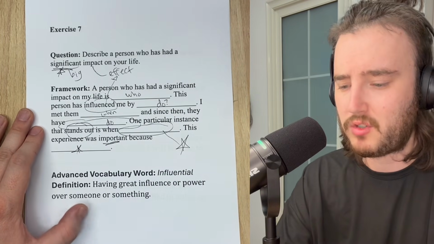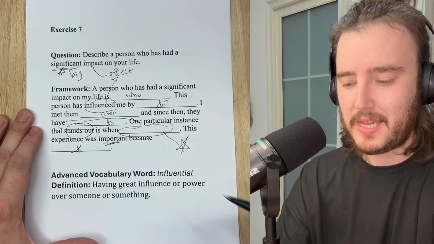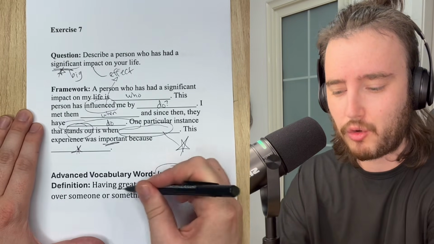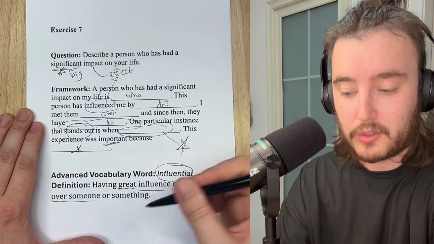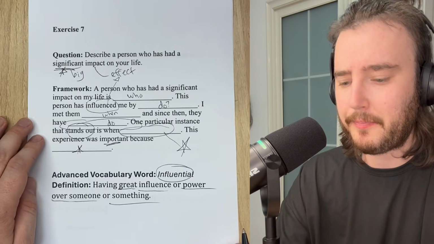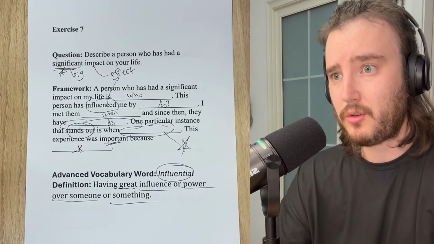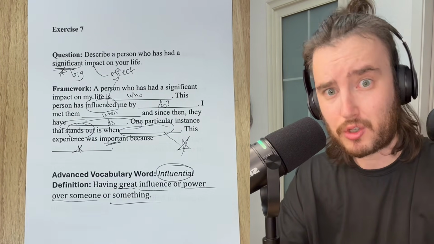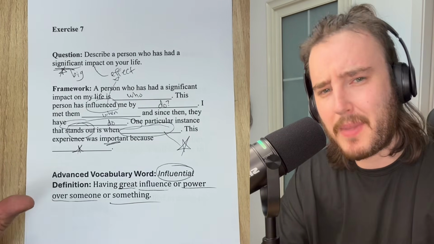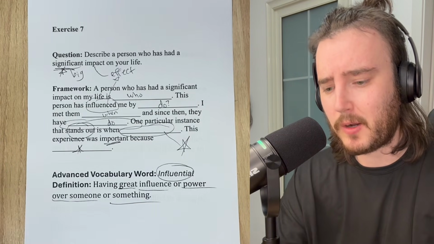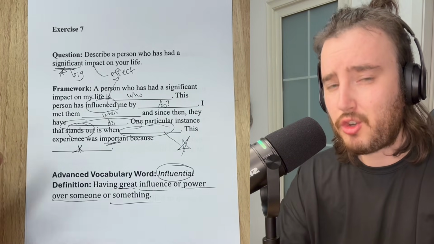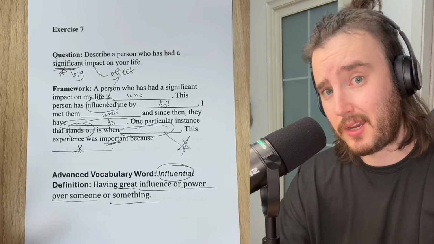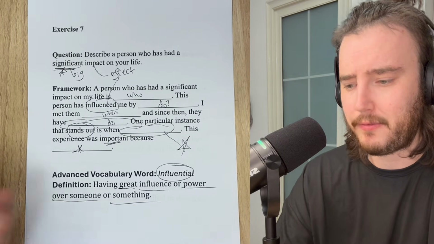So if you want to use the framework, feel free to. The advanced vocabulary word is influential. Okay, it means having great influence or power over someone or something. So, in other words, back to the YouTube talk, maybe there's a really influential YouTuber like Mr. Beast, right? The way that he makes videos and his behavior is very influential. It changes other people's behavior and it changes the way they think, right? So we can say that he is influential.